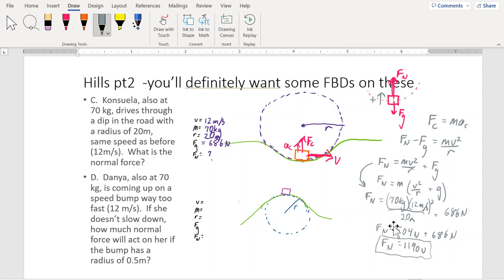So the force on us is larger as we're going in this part here. I'm sorry, to clarify, the normal force is larger on us here, so we will feel heavier. Remember, normal force is going to be how heavy we feel in these situations, just like in an elevator. Our mass is not actually changing, though.